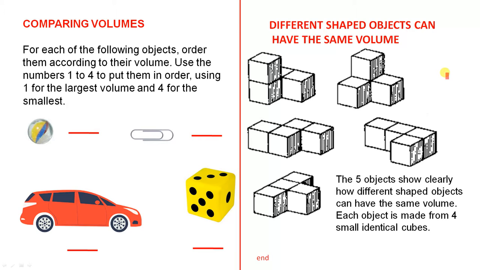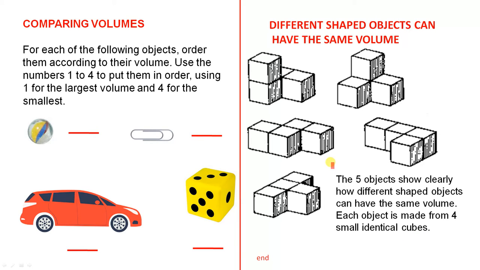Different shaped objects can have the same volume. Here we have 5 objects. The 5 objects show clearly how different shaped objects can have the same volume. Each object is made from 4 small identical cubes.